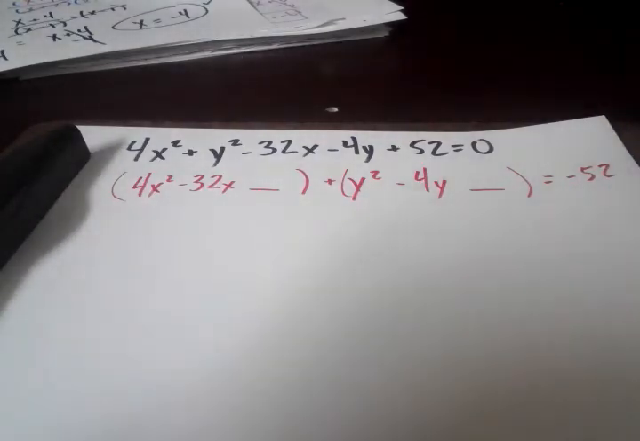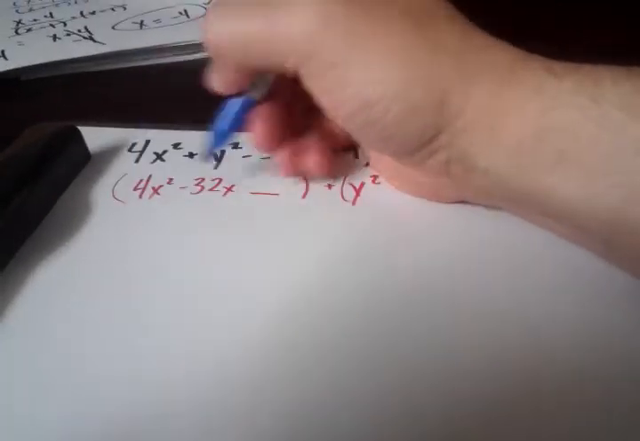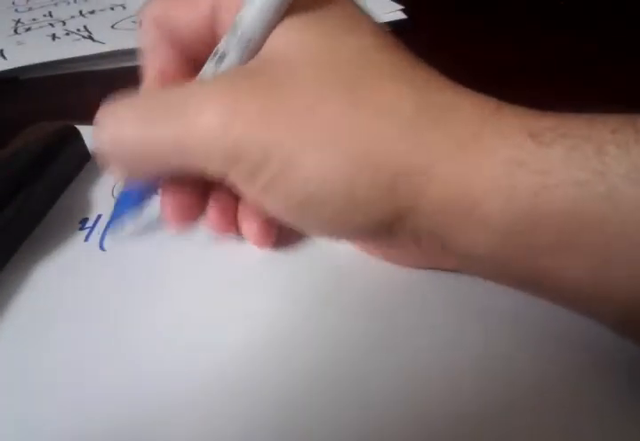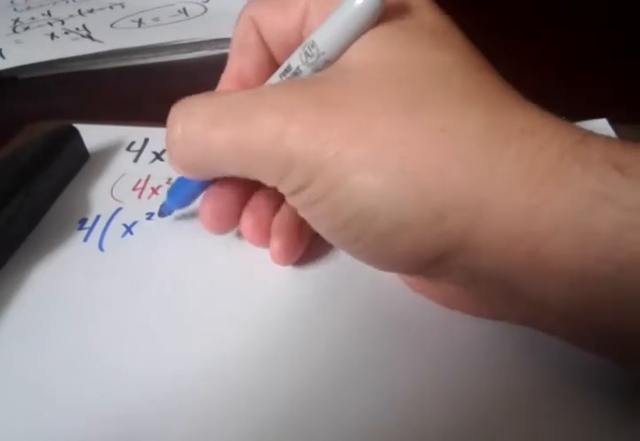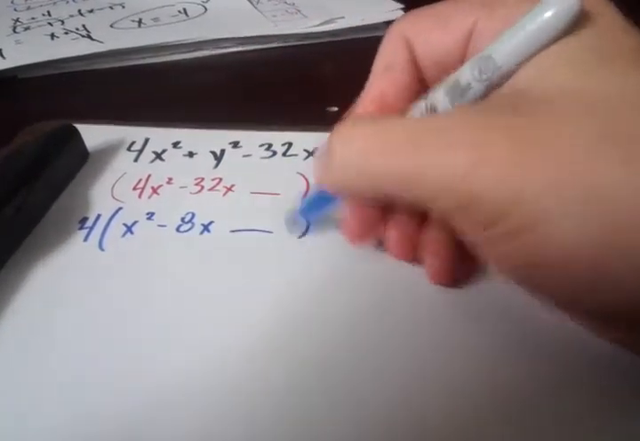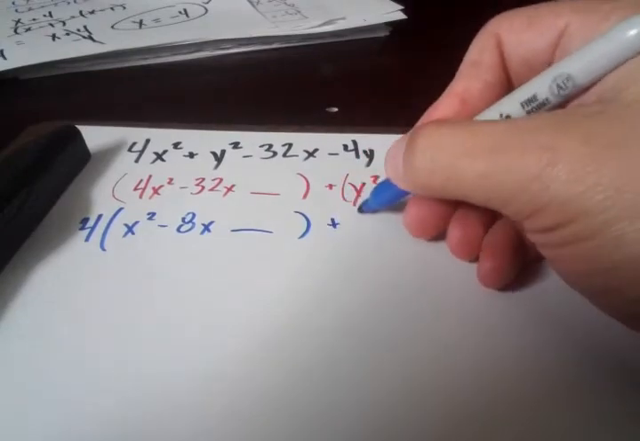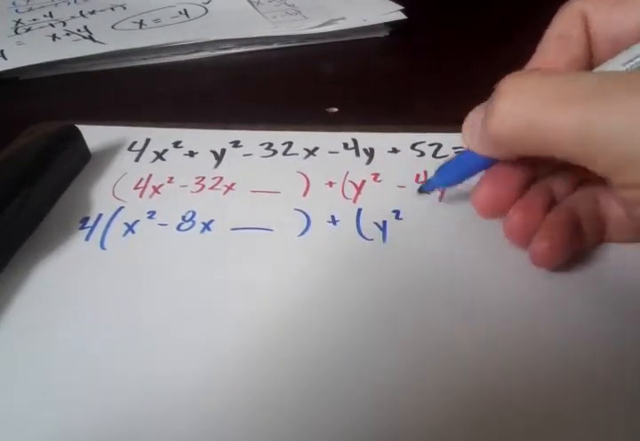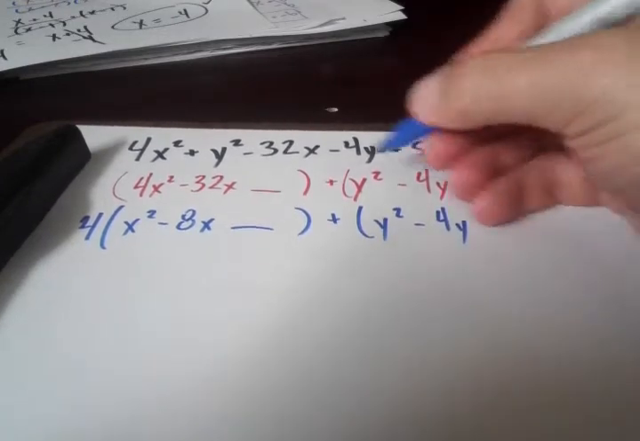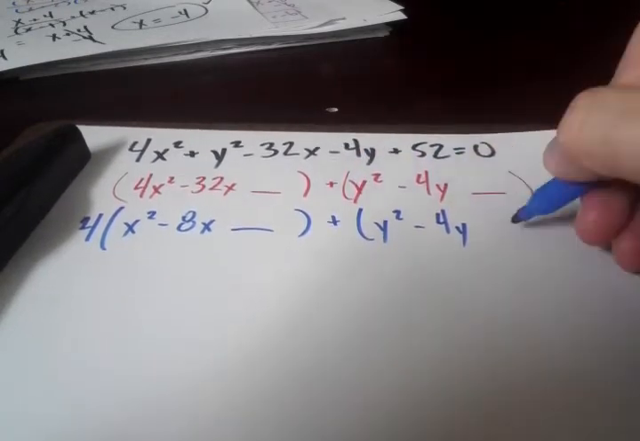Now look at the x values. Do you see how we have a greatest common factor between 4 and 32? We need to take that 4 out and rewrite this as x squared minus 8x, and then we have the complete the square there. And then this one doesn't have a greatest common factor. I mean, it has a y, but we need to leave that y in there. It doesn't have a greatest common factor between the coefficients.